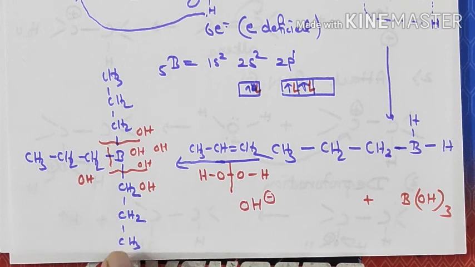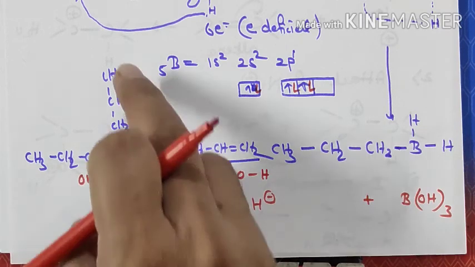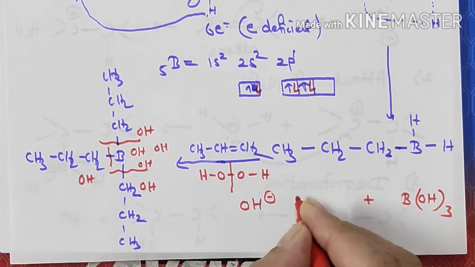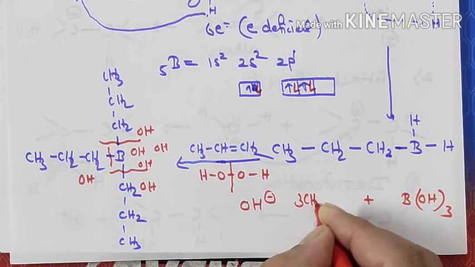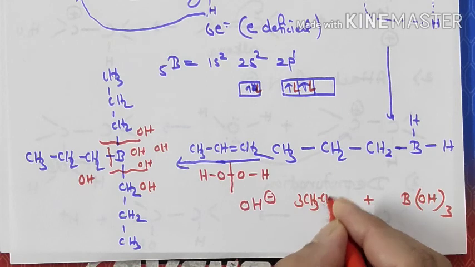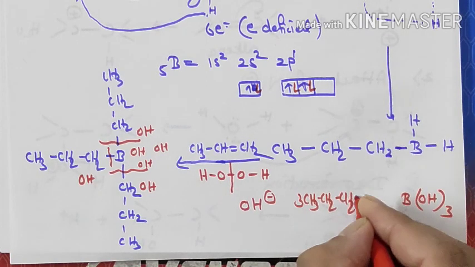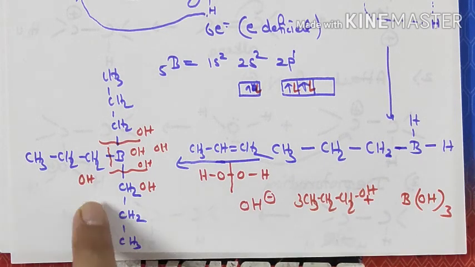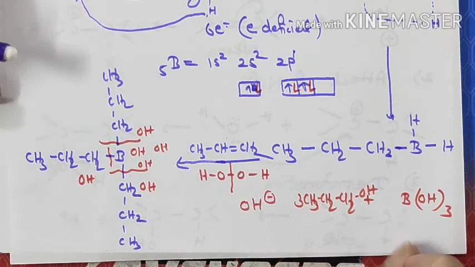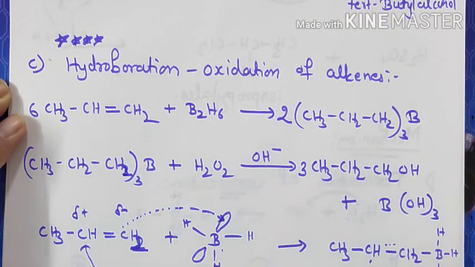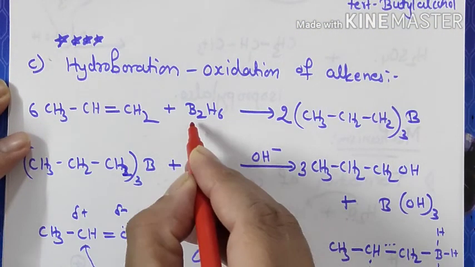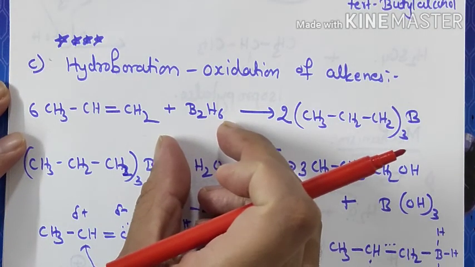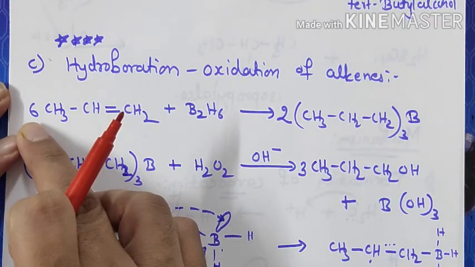And CH3 CH2 CH2 OH, CH3 CH2 CH2 OH, CH3 CH2 CH2 OH. That means I will get 3 moles of CH3 CH2 CH2 OH. Right. But if I take 3 moles, why do we need to write 6 here? Because I have not taken BH3 but B2H6, because normally this exists in this form, right? So that's the reason I have taken 6.